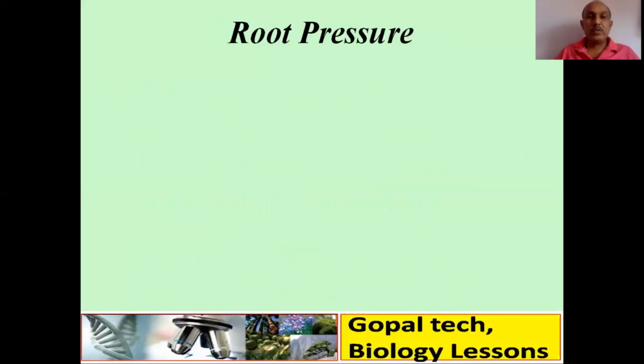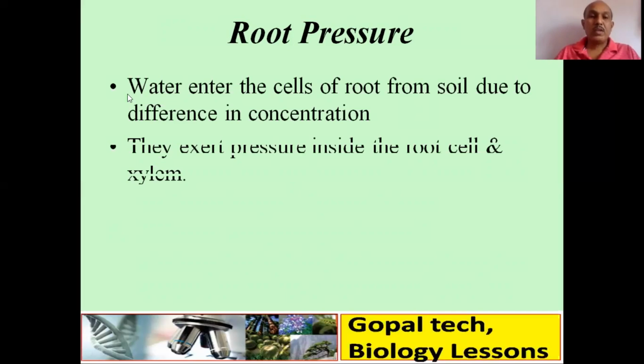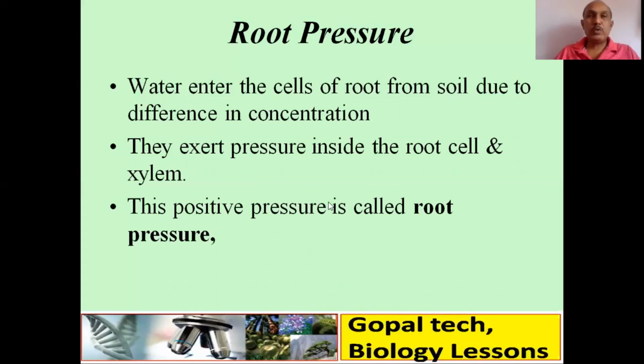So first, how will water be transported? Water is transported by root pressure. Water enters the cells of a root from the soil due to a difference in concentration. That is, soil has more water compared to the root cells, so water moves from high concentration to low concentration. This entry of water molecules exerts a pressure inside the root cell and then into the xylem vessels. This positive pressure is called root pressure.